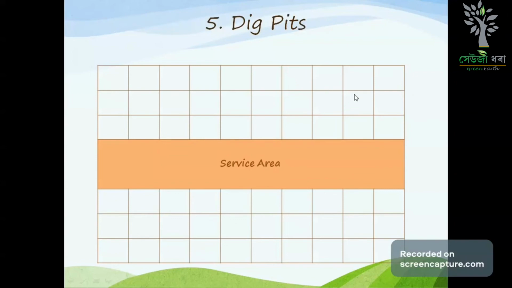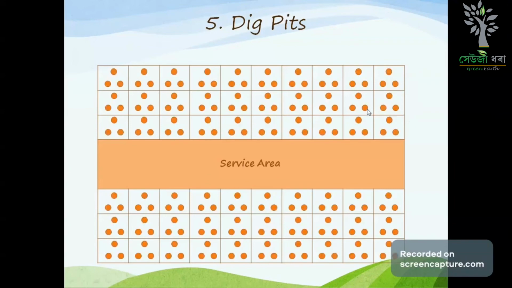Once you have created those grids, now you need to dig pits in those grids. So how do you dig pits? Basically, every 1.5 feet you need to dig pits 1 foot deep and 1 foot wide, in a triangular shape. If you are planting 3 saplings per square meter, you can plant it like this. So three pits in every square meter.